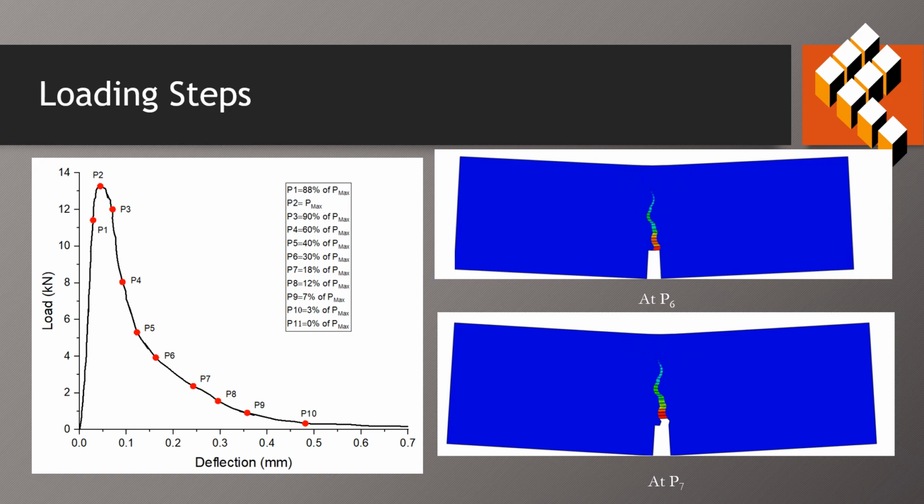Different loading steps adopted are shown in the load deflection curve, and also at P6, P7, how fracture process zone takes place, as shown on the right side of the figure. In this figure, what we can observe is a maximum attainment of fracture process zone in between loading step 6 and loading step 7.